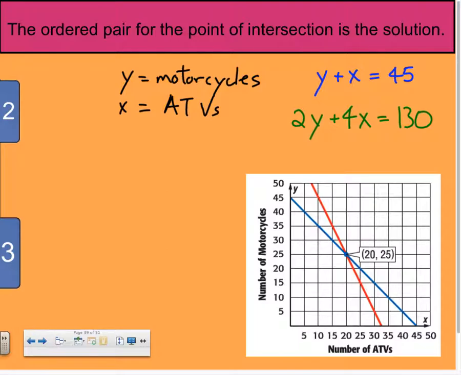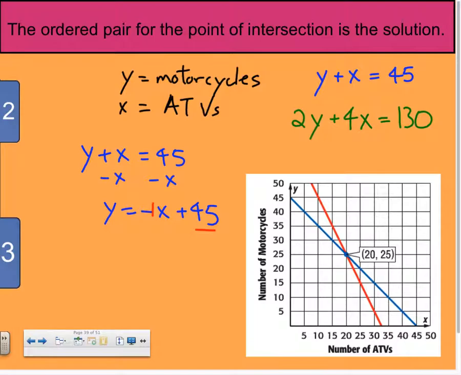Let me take y plus x equals 45. For a slope-intercept form equation, I want y by itself. So let me just subtract x from both sides, and I have y equals negative x plus 45, which now is in slope-intercept form. We know our slope is negative 1, and we know our y-intercept is 45. Okay, and then we can go ahead and graph that equation.